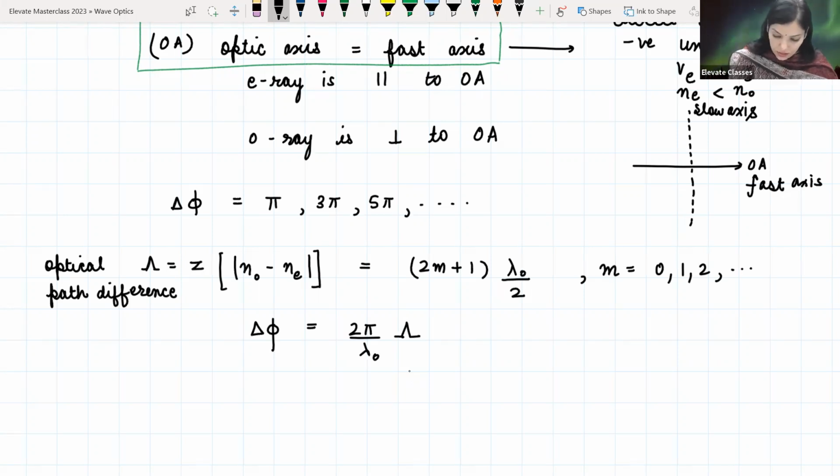So what is Z here? Z is the thickness of the retarder, or the distance traveled.